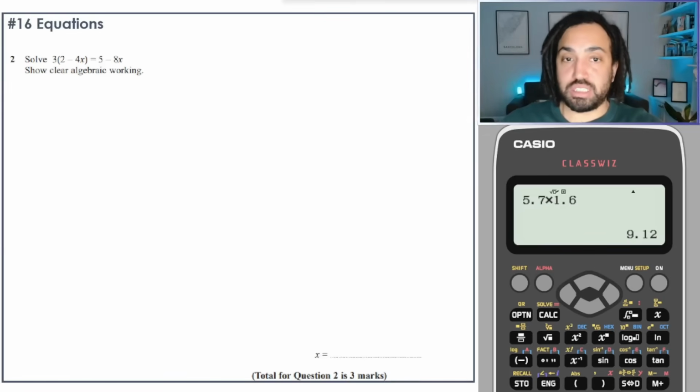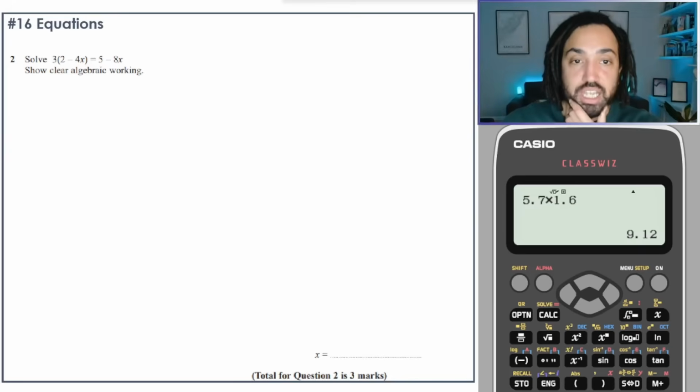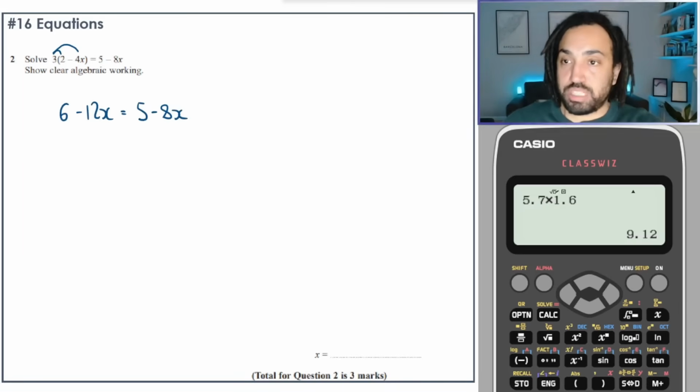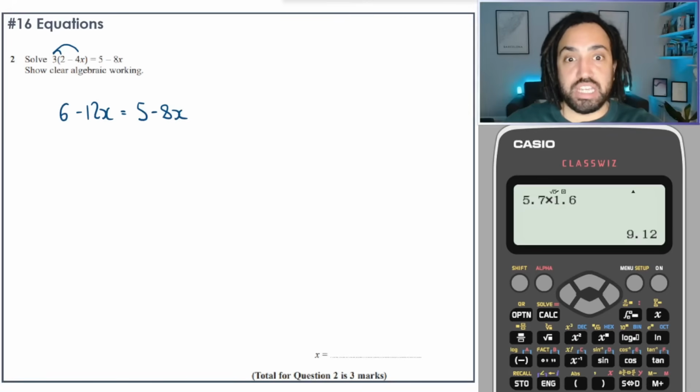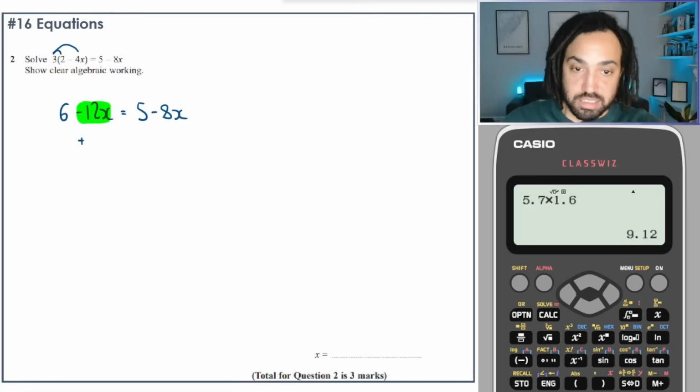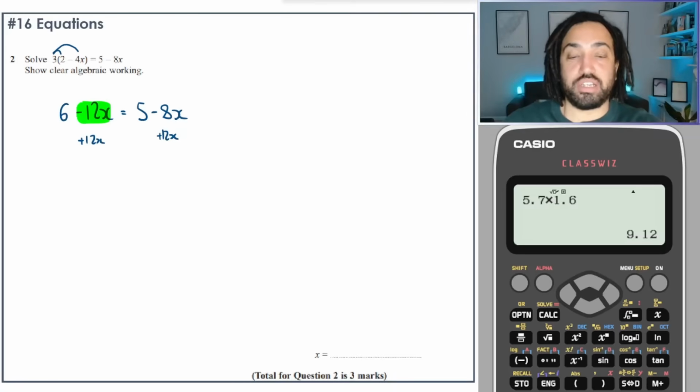Okay, topic 16, equations. We've got a bracket here, so let's multiply it out. 3 times 2 makes 6, and 3 times minus 4x is minus 12x. And that equals 5 minus 8x. Now, my top tip is that we always look for the smallest x term, which in this case is minus 12x, the most negative. And we add 12x to both sides to cancel it from that left side.